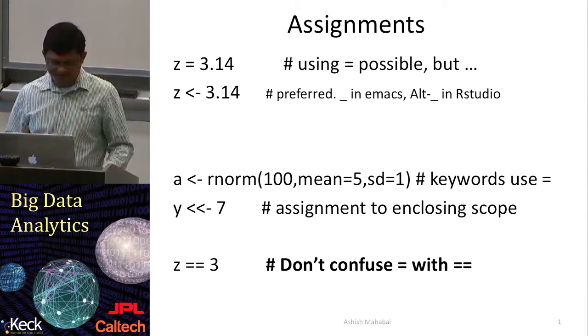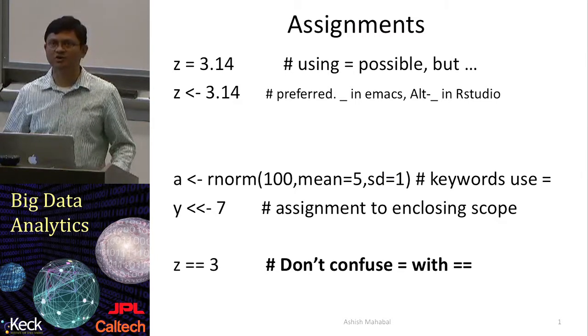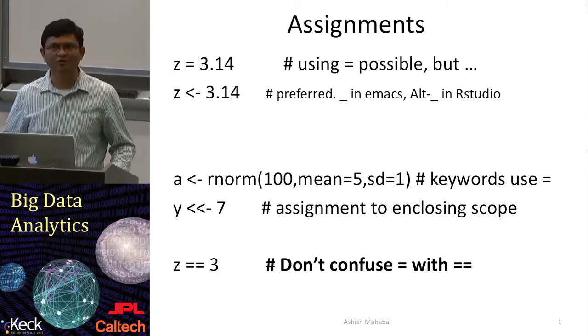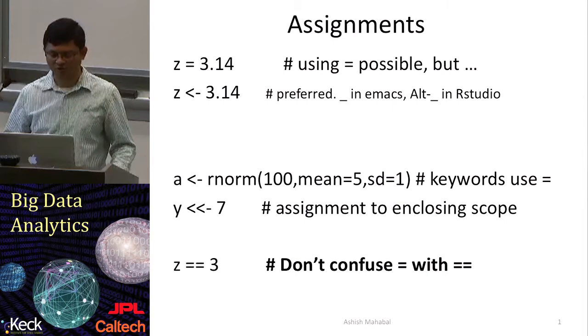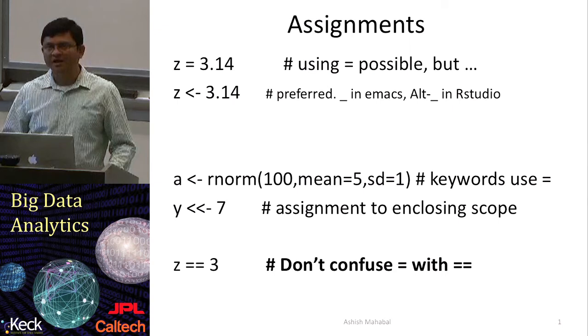One of the reasons people feel that using two keystrokes is not a good idea, but most editors that go with R allow you to use the less than dash, including the spaces on the side, with a single keystroke. So you should get into that soon. In Emacs as well as in RStudio, there are keystrokes available for that. But the main reason is that equal to gets used for keywords. Look at the next line.